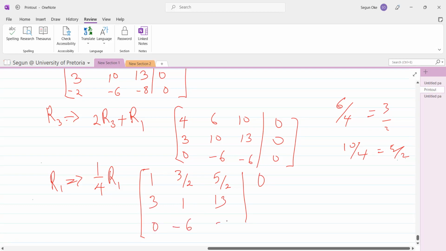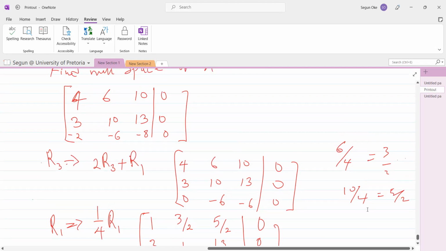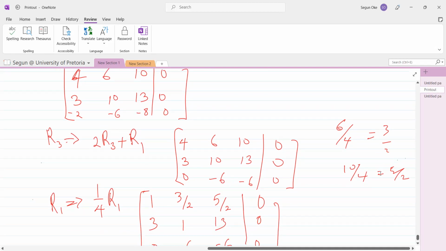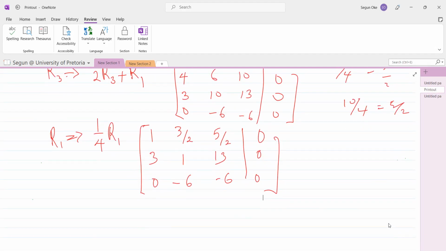But you just have to be consistent with what you are dealing with. So now we need to remember that we are almost done. We are still reducing the rows. Now let's work on row 2. So what will happen to row 2?